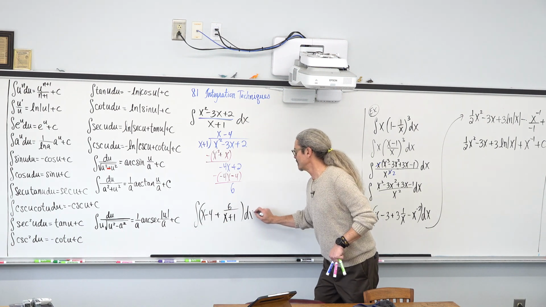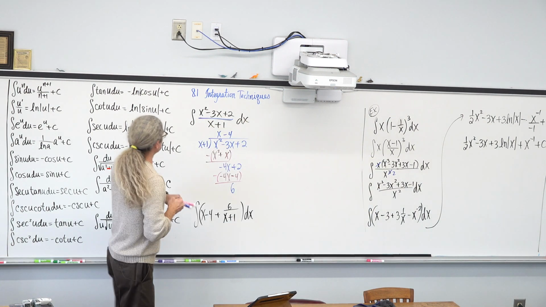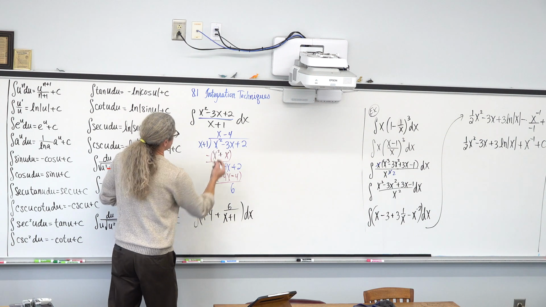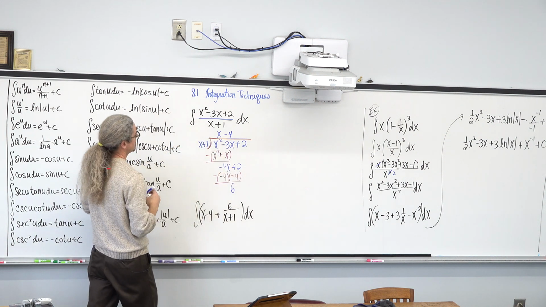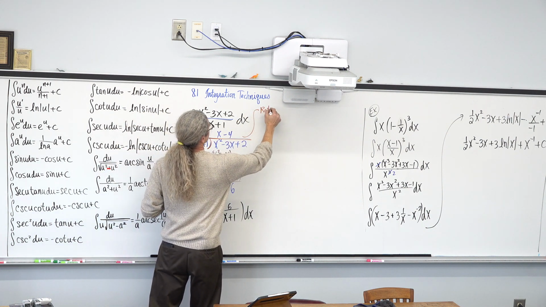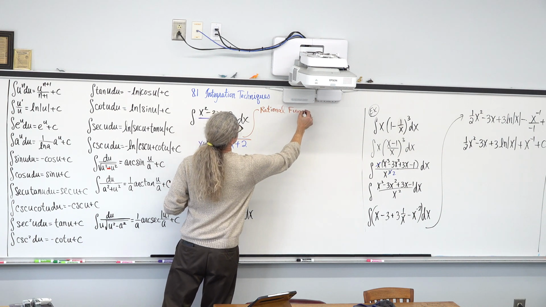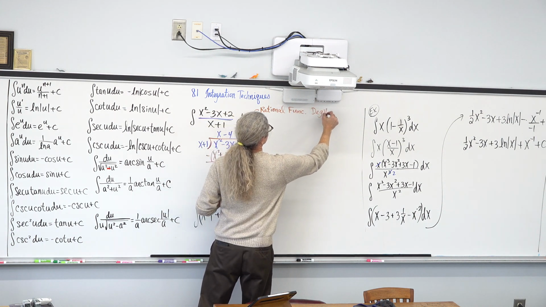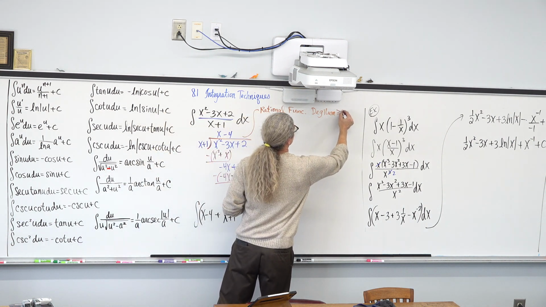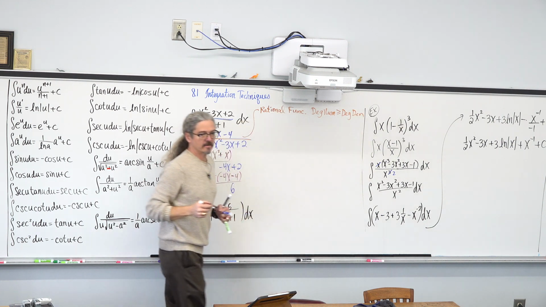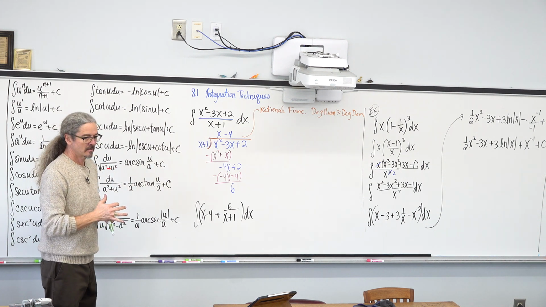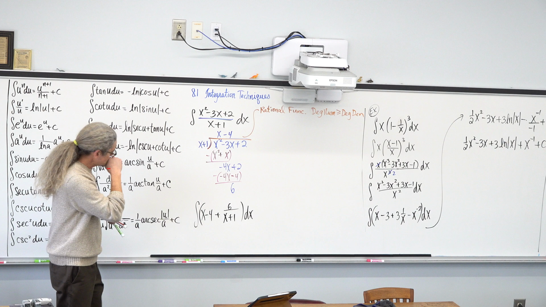You are going to need to do this division anytime you have a rational function where the degree of the numerator is greater than or equal to the degree of the denominator. So you need to make a note of that, because this is not an uncommon technique.